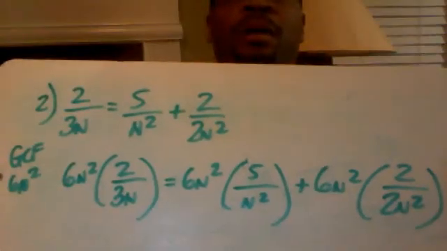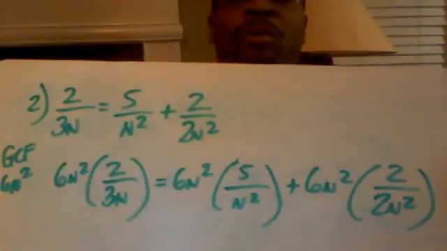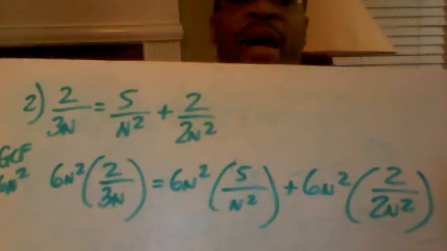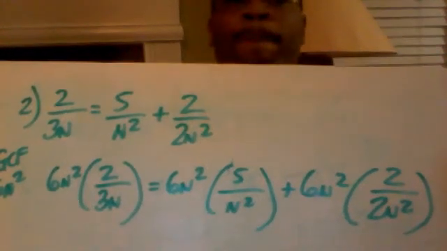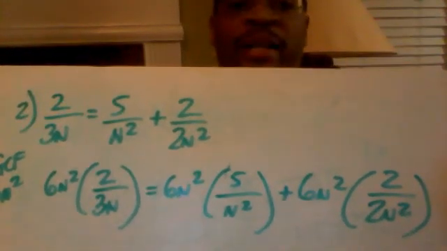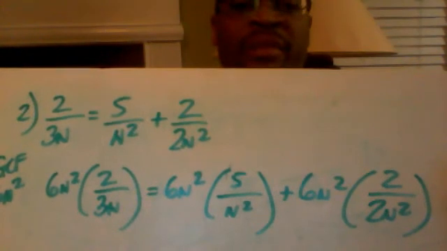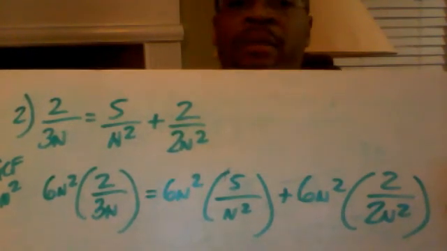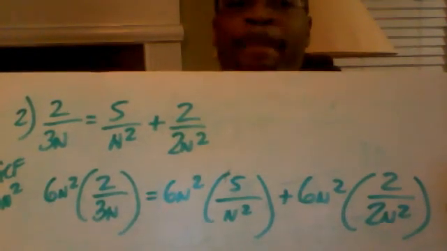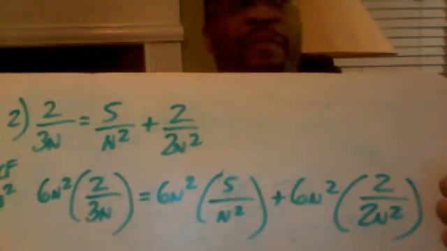Alrighty. Looking at my problem, I wrote 6n to the second power outside each term. So if you look at your original problem, you see that I have the terms this time in the parentheses, and my GCF is on the outside. Now I'm going to start simplifying that.